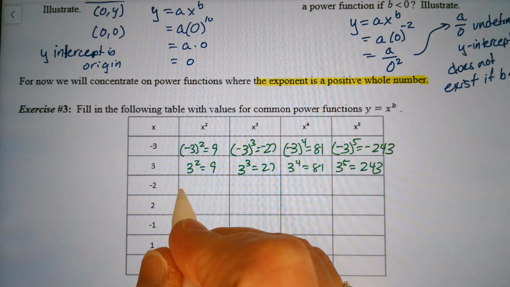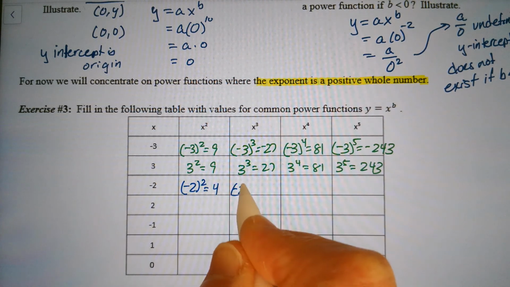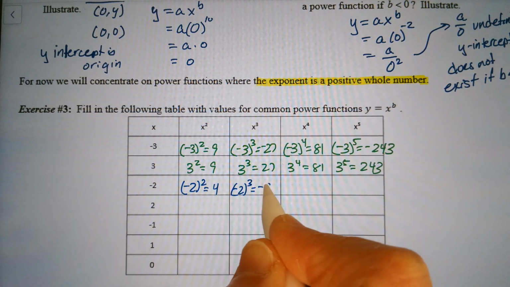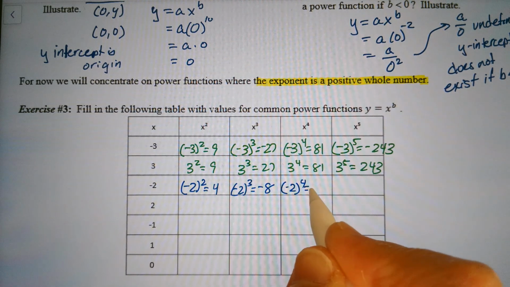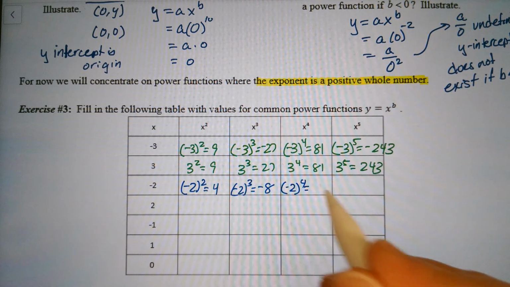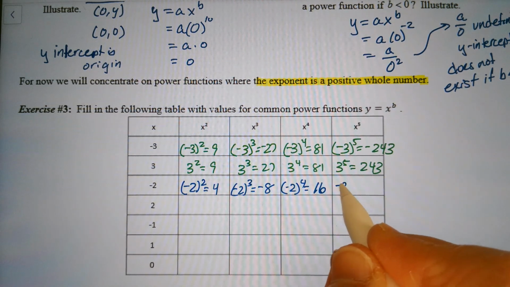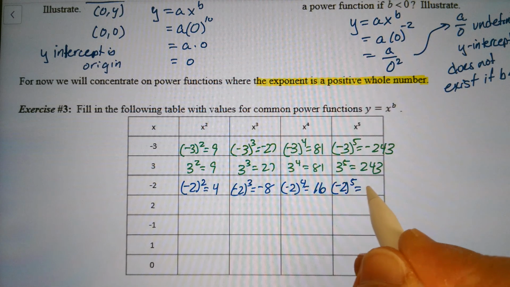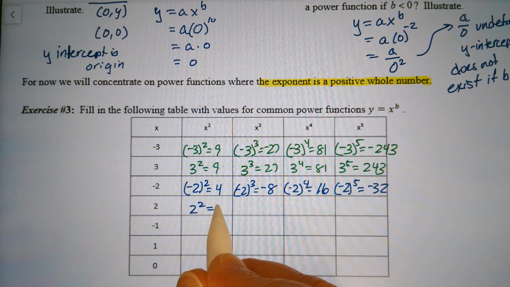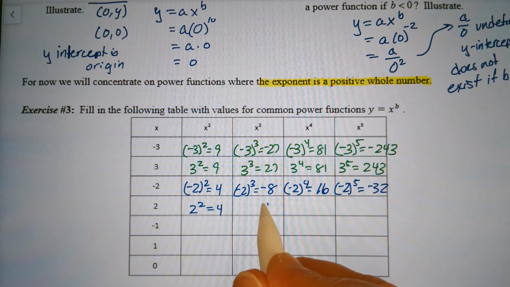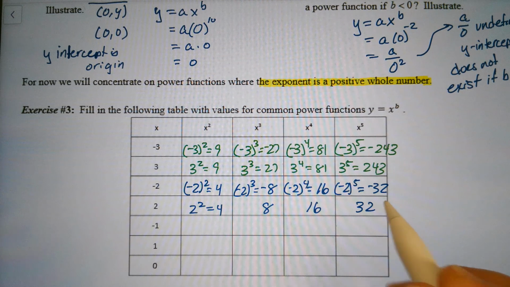Substituting -2 in for x. -2 squared, 4. -2 raised to the power of 3, -8. -2 to the 4th, 16. -2 to the 5th, -32. Positive 2 squared, 4. Positive 2 raised to the 3rd, 8. Raised to the 4th, 16. Raised to the 5th, 32.